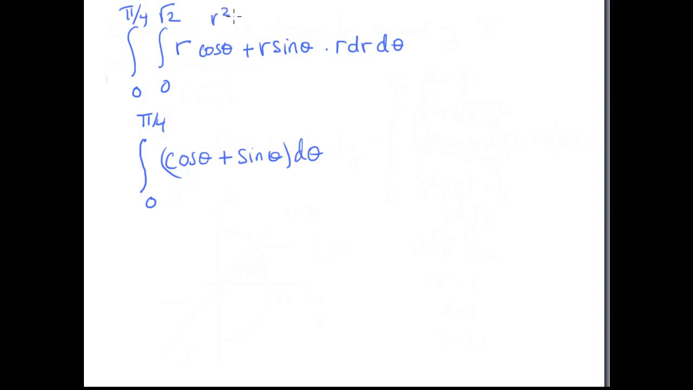This is r squared times cosine theta plus sine theta, a big parenthesis. This r squared comes from r times r. And this is a multiplication, and you can separate cosine theta plus sine theta separately, times another integral from 0 to radical 2 of r squared dr. Okay, good. Let's focus on this integral.